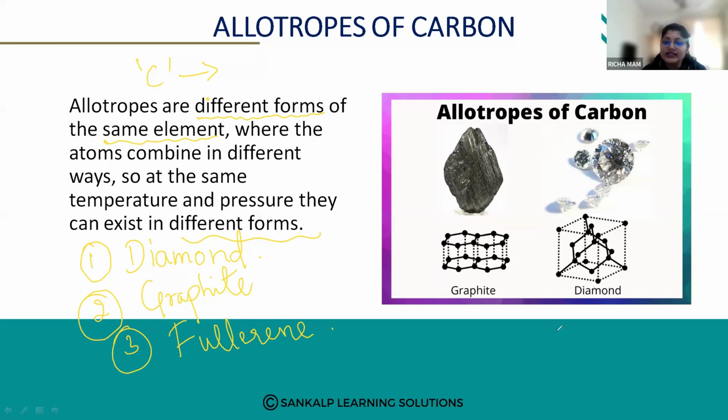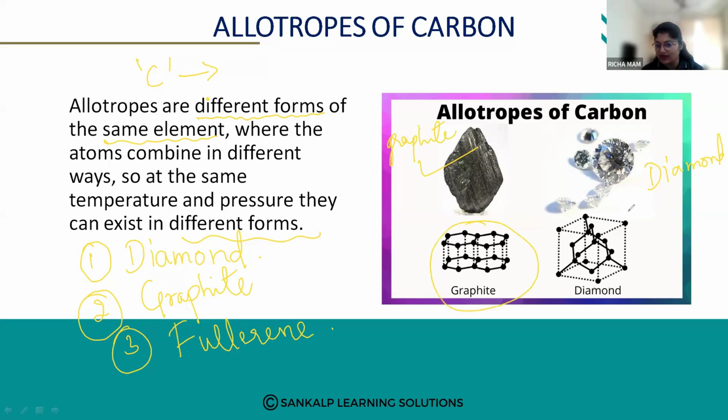So let us discuss. You can see the structure in the picture on your right-hand side. The first one is graphite, and the second one is the diamond. Below, you can see they have given the structure of the diamond. And this is graphite.